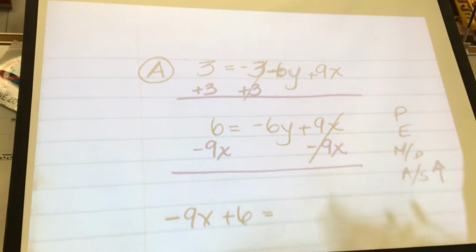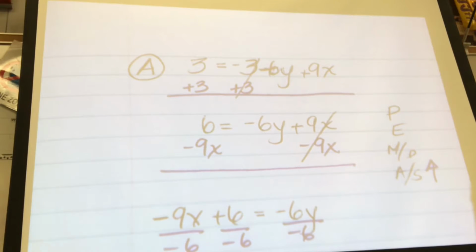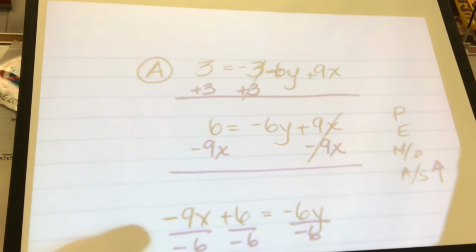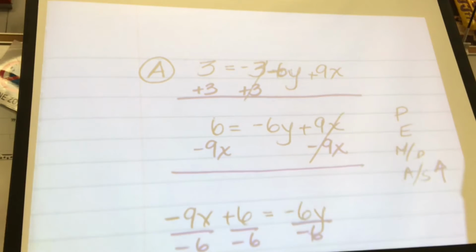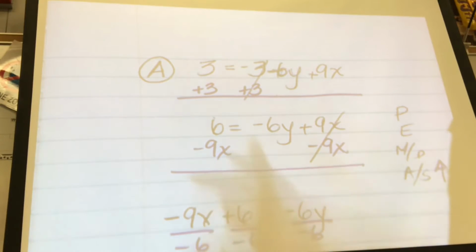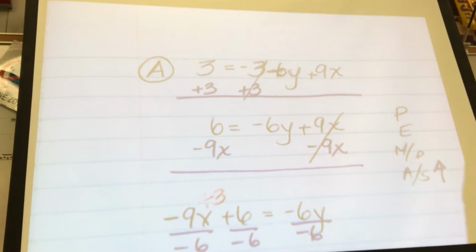Almost. -6y. Beautiful. -6y. Steven, how do I get rid of this -6? Divide everything by -6, not just one of the things, all of them. -9 over -6 is going to be reduced to 3 over 2x. If you're not convinced of that, all I need you to do is divide the top and bottom by 3, and you're going to get 3 over 2.